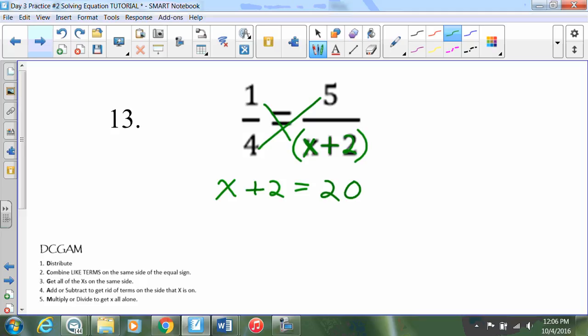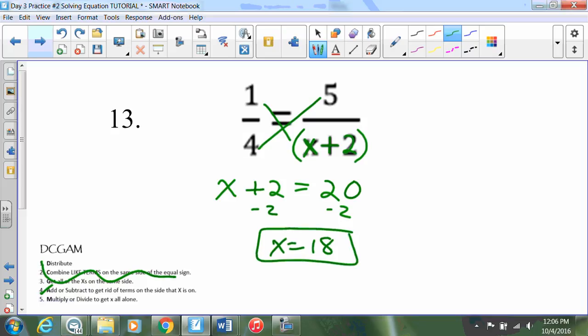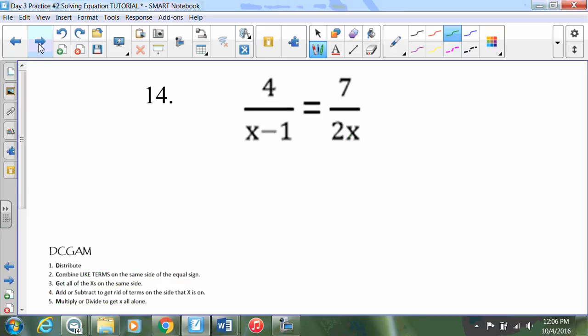So I cross multiplied, and now I'm skipping all the way down to number 4. I'm going to subtract 2 from both sides and get X equals 18. Didn't have to do that last one. So we cross multiplied, and then we subtracted on both sides. That's all we did.